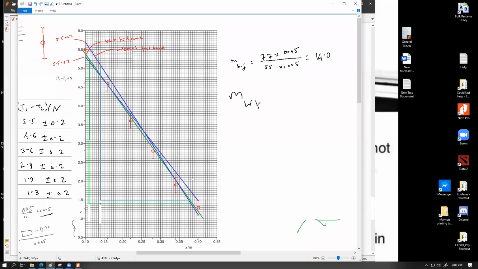Sir, minus 14? Oh yes, you can give a minus over here as well. Yeah, minus, because it is a decreasing gradient.